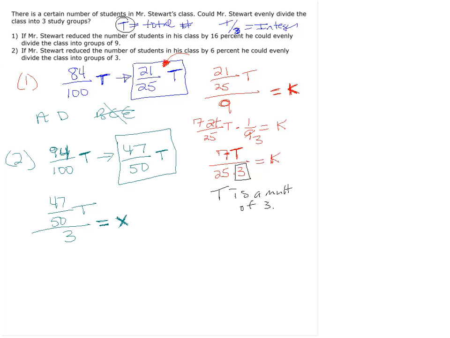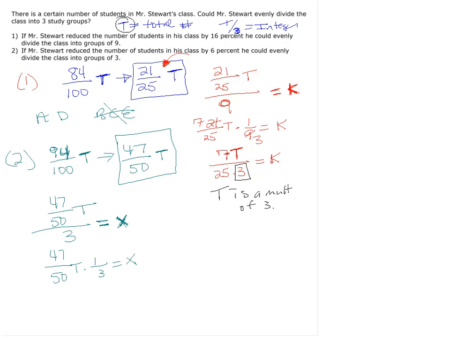Now notice I didn't pick k. You never want to pick the same variable unless you know the variable is actually equal, in which case you wouldn't be solving for anything. So I'm picking x. X is the k counterpart in statement 2. Okay? So let's multiply by 1/3. So we have 47/50th t times 1/3 is equal to x.